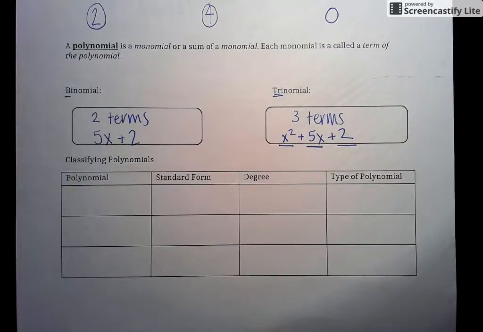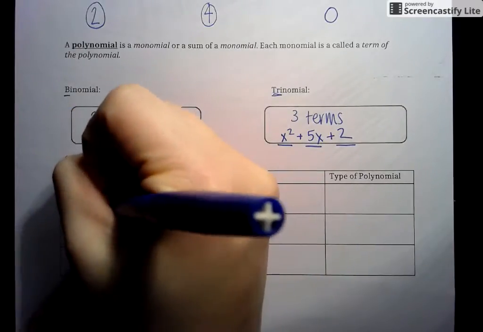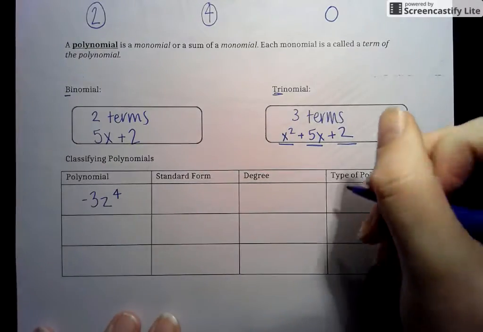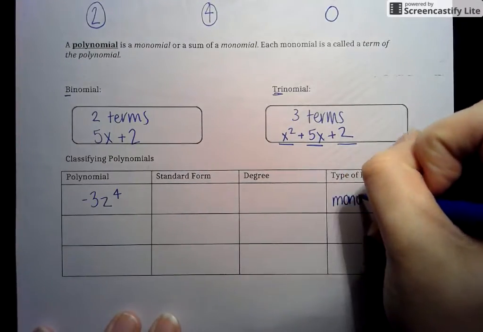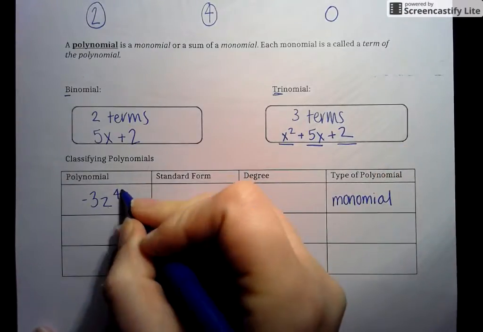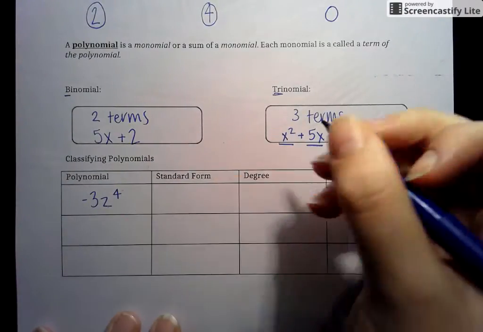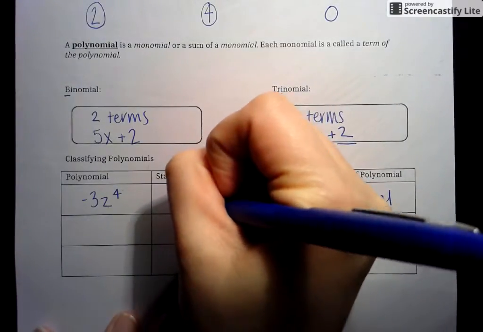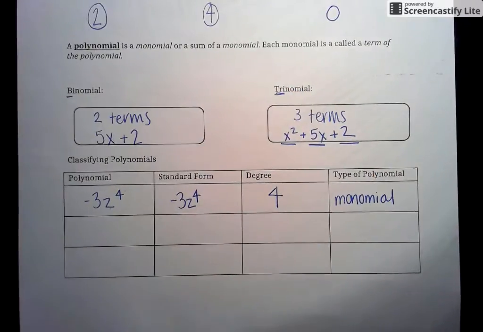Now, if we're classifying polynomials, an example would be -3z to the fourth. You have to write it in standard form, so you have to put the degrees in order. So you want them from largest to smallest. In this case, we have a monomial, so that's our type of polynomial. Our degree is associated with that variable with that exponent, so it's going to be 4. And in standard form, we're just going to rewrite it and leave it because of the fact that it's by itself. It's a monomial.